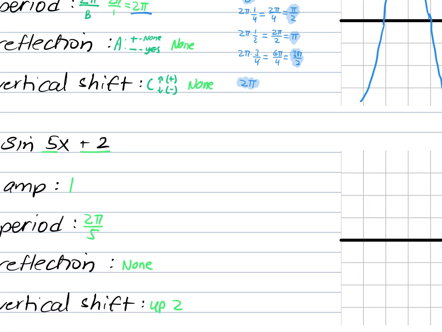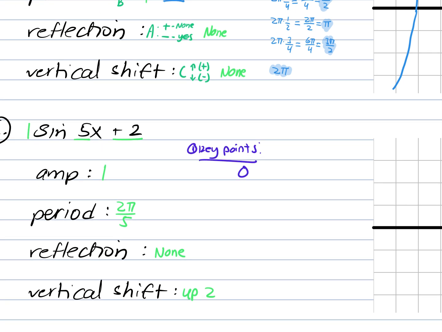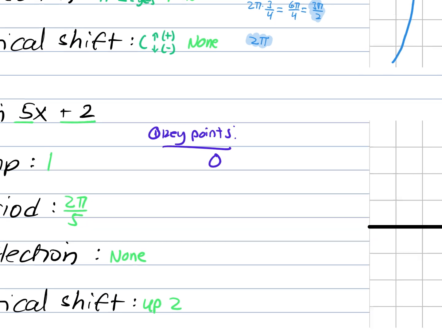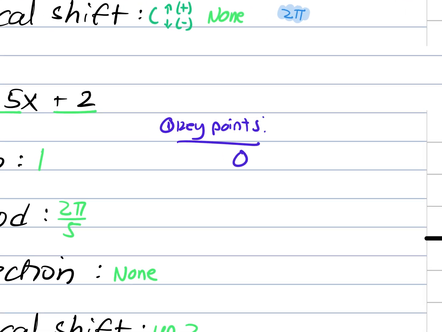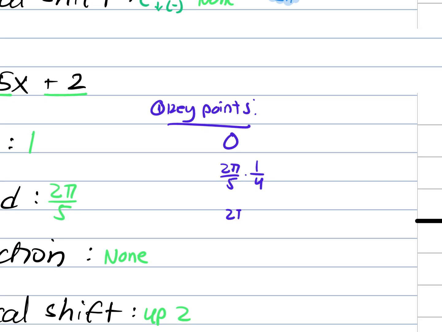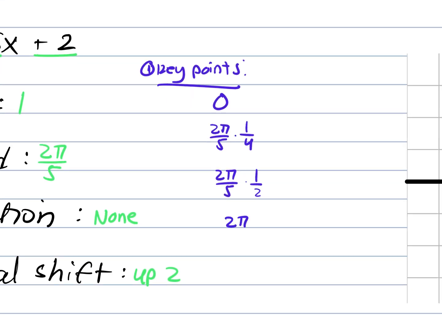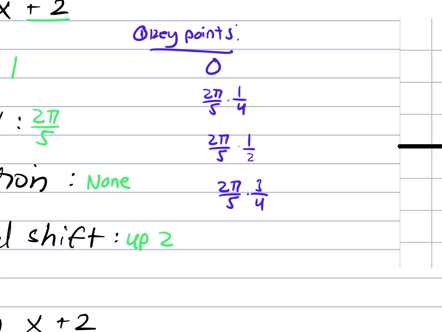Now, this is when I would find my key points. So remember, 0 is one of them. And then the next 3 are going to be at quarterly intervals of your period. Right, so 2 pi over 5 times the 4th. 2 pi over 5 times a half. 2 pi over 5 times 3/4. All right, and then our last one's just the period itself, 2 pi over 5.